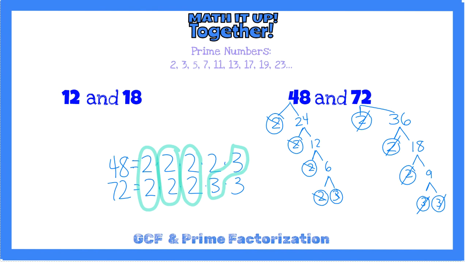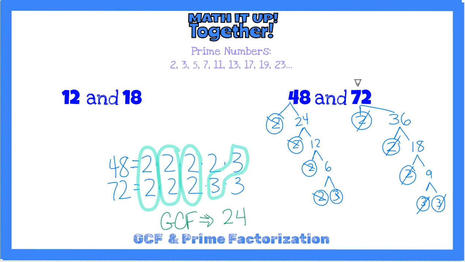So that means our greatest common factor for 48 and 72 is going to be the product of 2 times 2 times 2 times 3. 2 times 2 is 4. Times 2 is 8. Times 3 is 24. So 24 is the largest common factor of 48 and 72. It's the largest number I can divide evenly into both of these.